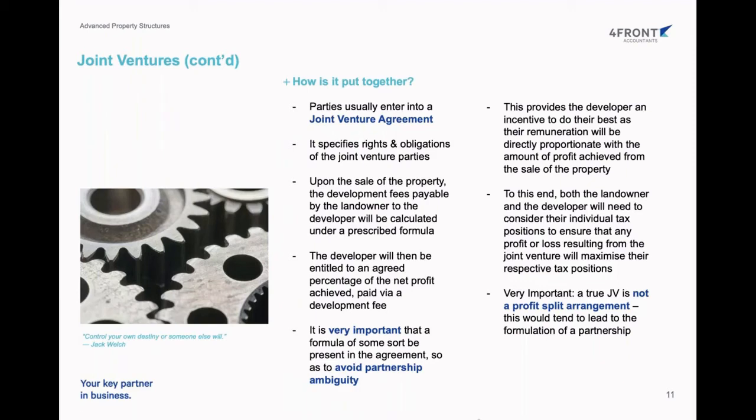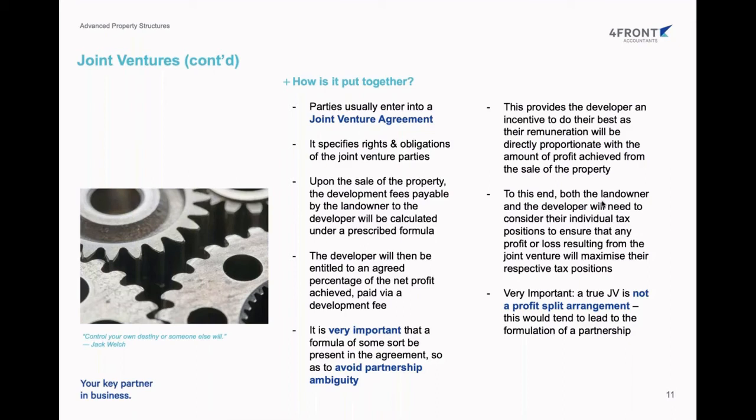So how is a joint venture put together? Parties usually enter into what's called a joint venture agreement, which specifies the rights and obligations of the joint venture parties. Upon the sale of the property, the developer fees payable by the landowner to the developer will be calculated under a prescribed formula. The developer will then be entitled to an agreed percentage of the net profit achieved, paid via a development fee. It's very important that a formula of some sort be present in the agreement so as to avoid partnership ambiguity. You don't want to stray down the partnership route. You want to talk about a development fee and an amount being paid, not a profit split.